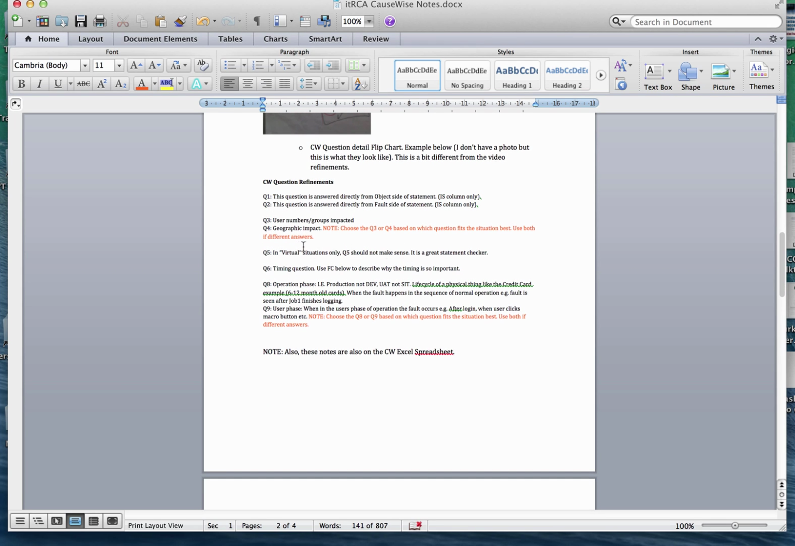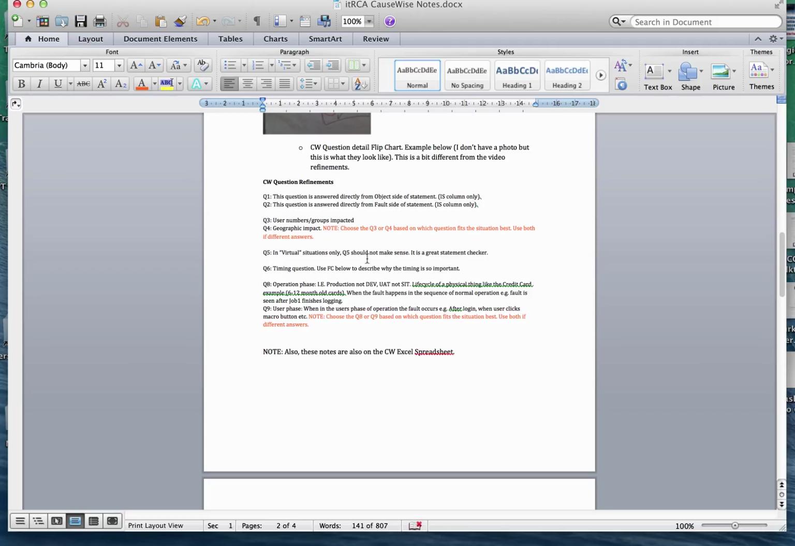Question 5, where is the fault located on the object, is the question. We say here that in virtual situations that question shouldn't make sense, because remember you're asking these questions in context. Where is the dropping located on the connection? Doesn't make sense. In IT we're in the virtual world a lot of the time, so this question should make sense. If you can answer it, it usually means your statement is incorrect. You've now been more specific on your object. So just go back to the top, start again, check your facts and make sure they're still okay. It's also a great statement checker for that reason.